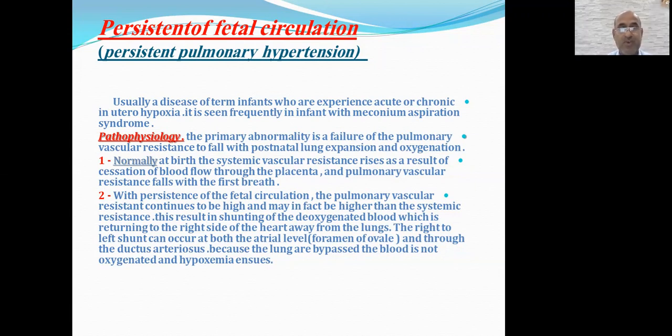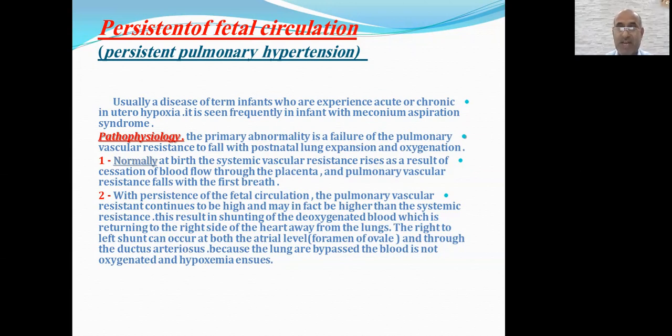So, with persistence of the fetal circulation, we mean the pulmonary vascular resistance continues to be high, and may in fact be higher than systemic resistance. This results in shunting of the deoxygenated blood, which is returned to the right side of the heart, away from the lung. As you know, the venous blood comes to the right side of the heart and should be pumped to the lung.